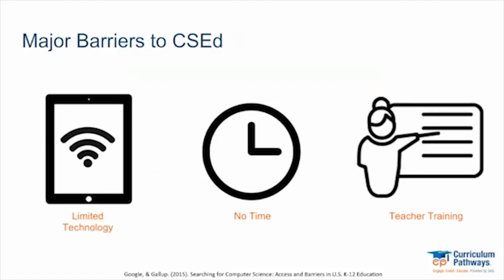So one of which is limited technology. In order to teach computer science, you need technology. Students need to be able to practice programming. They need to be able to understand devices, have access to high-speed internet. And while the picture is getting better, several students still have limited access to technology. Schools are still facing technology shortages or just dealing with older versions of technologies that aren't running the latest and greatest.